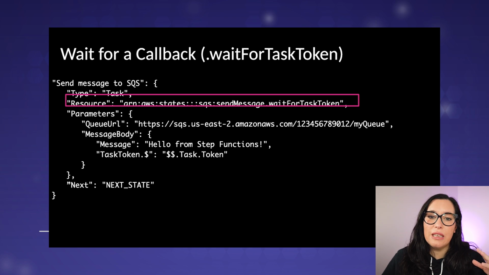Here, you can see how we are calling that API. Basically, we call the API as we normally would, and then we attach at the end .waitForTaskToken, and then the task token will be available for you to get from your context object, and it is there in the message body that we are passing to the next event. And it's important to save the task token as you will need it later in order to resume the execution.